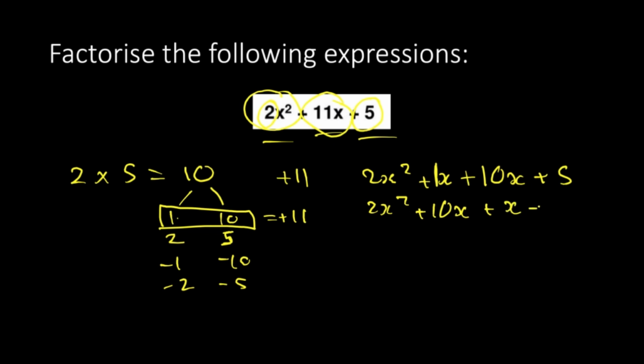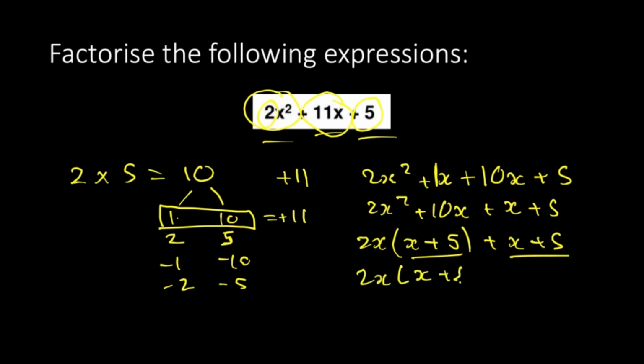I changed 1x to x because it's the same thing. Okay, and then now you factorize 2x squared plus 10x. You get the highest common factor, which is 2x, and then you get x plus 5. And now look. Now you can actually factorize this even further. Okay, so 2x, x plus 5.